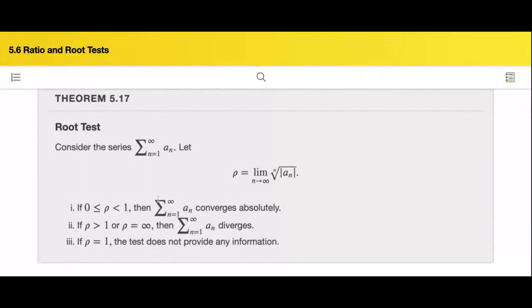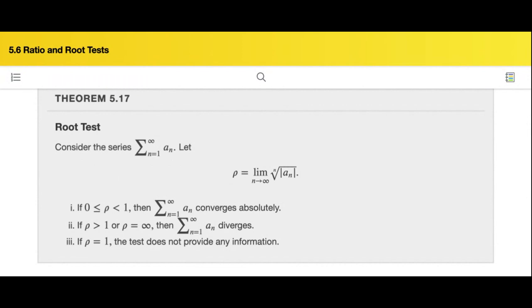So, root test. Consider the series of a_n. We let rho be the limit as n approaches infinity of the nth root of the absolute value of a_n. Which means a_n can be positive, can be negative, so this can be an alternating series. Just like the previous one, the ratio test, we can also use this for alternating series. So putting the absolute value sign means this applies to alternating series.